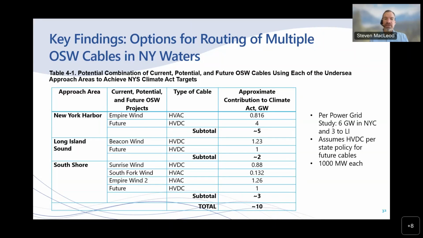cables. While space exists for several cables through Long Island Sound, we assumed only 1 future cable in addition to the proposed Beacon Wind project, given the sensitivity and uniqueness of natural resources in those waters. The balance of delivering 9 gigawatts would then require 1 more cable landing along the south shore of Long Island, in addition to a few other projects currently in the works, including Sunrise Wind, South Fork Wind, and Empire Wind 2. I'll turn it back to Janine and Kate to discuss addressing the RFI.